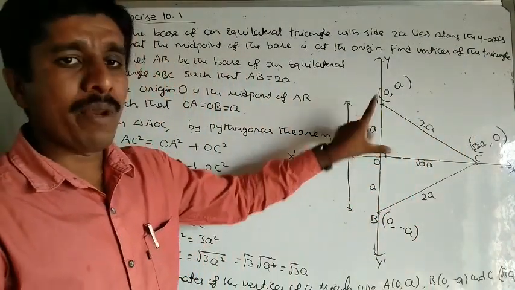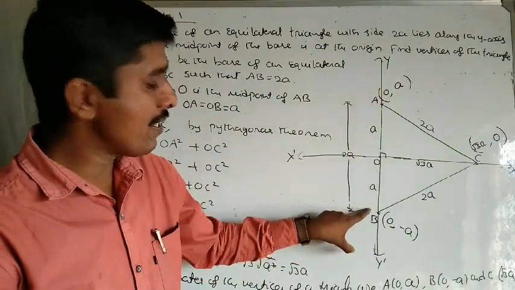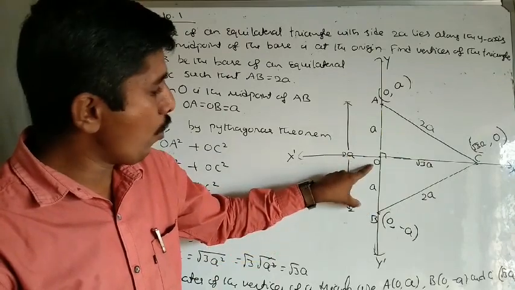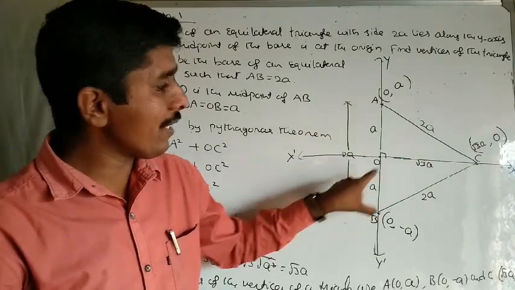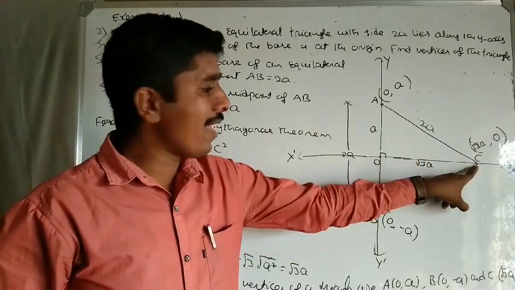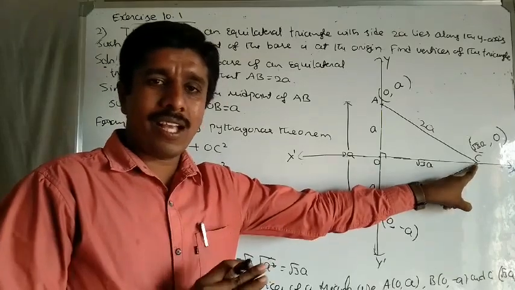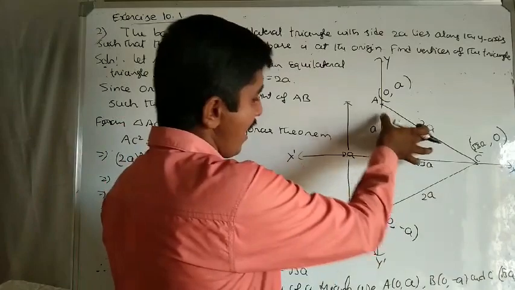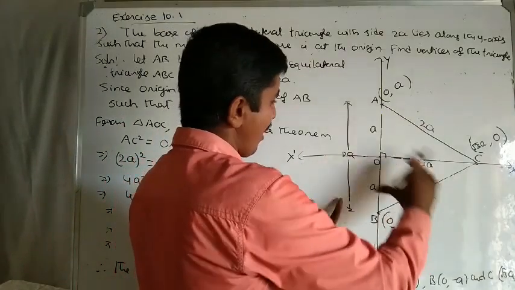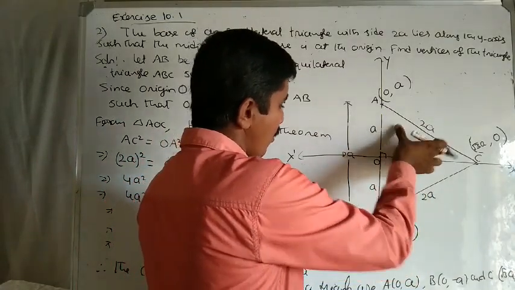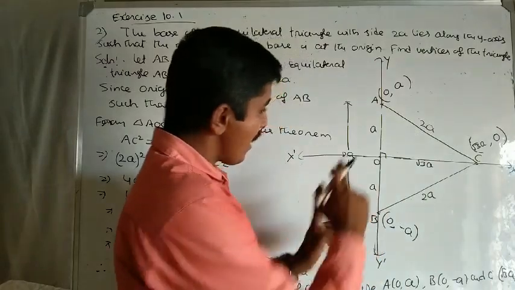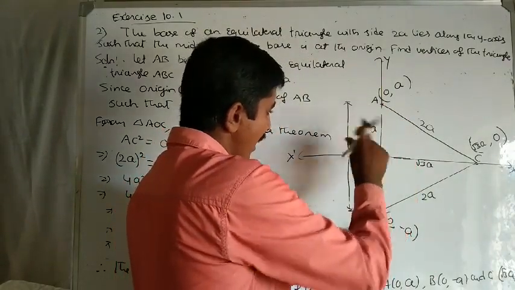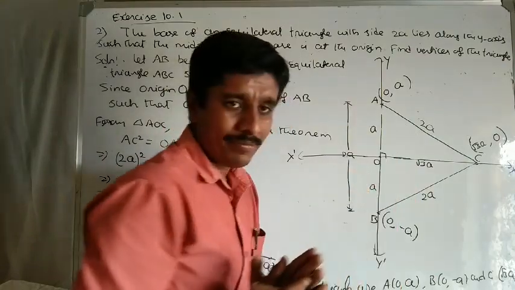Here, given that, I am repeating. Here AB is the base of the equilateral triangle. Take AB equal to 2A. O is the midpoint of AB, which means the third vertex lies on the x-axis, either the positive x-axis or you can take the negative x-axis. Mind it. Join AC, BC. All the sides are equal. AB equal to 2A means AC equal to 2A. Then BC equal to 2A. Here O is the midpoint of AB, which means OA equal to half of 2A, OB equal to half of 2A.